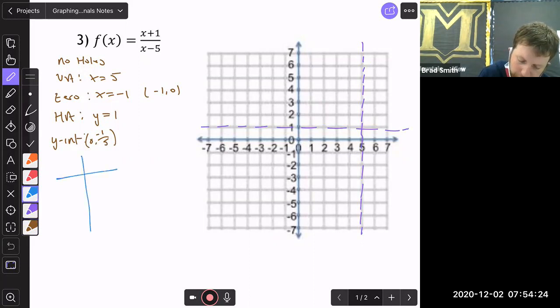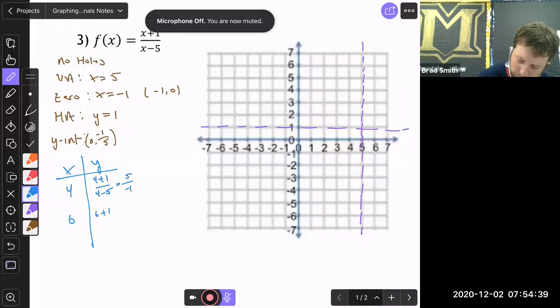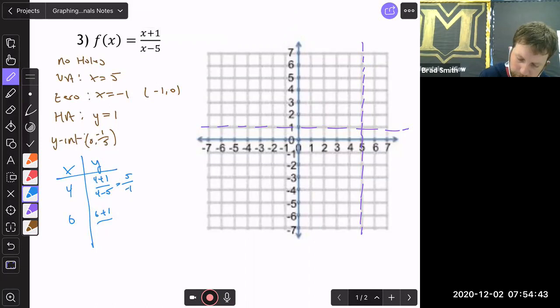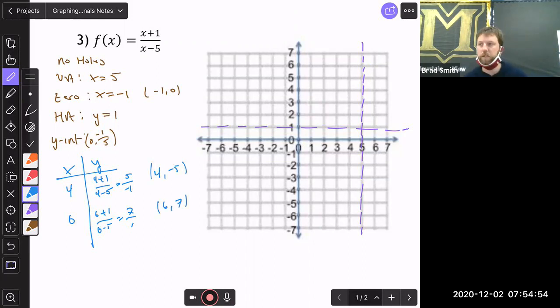So I know I can go x and y. So I can do 4 and 6. So 4 plus 1 over 4 minus 5 equals 5 over -1. And then 6 plus 1 over 6 minus 5. So I got 7 over 1. So this point would be (4, -5), right? And (6, 7).